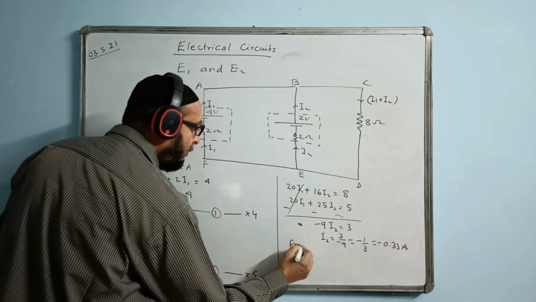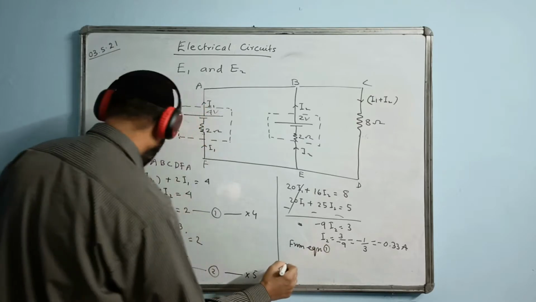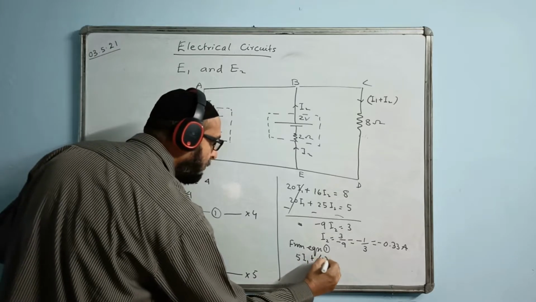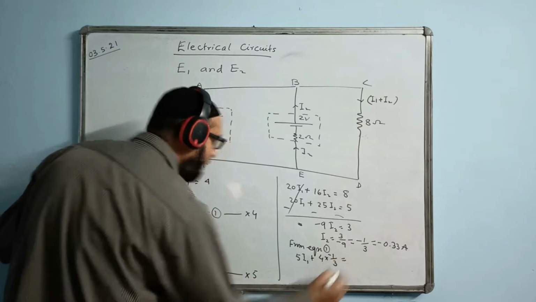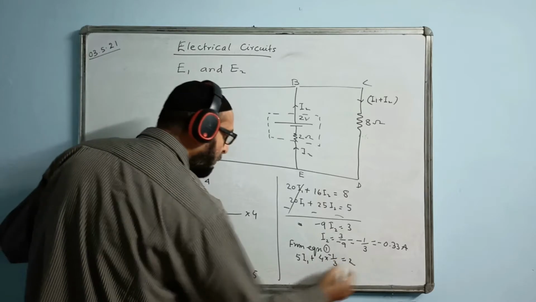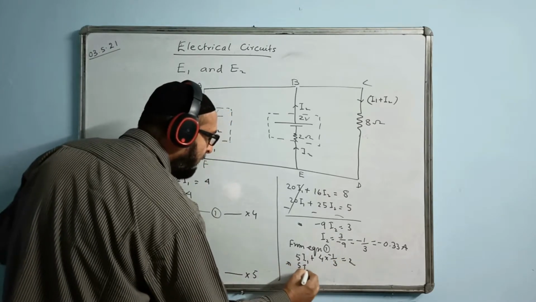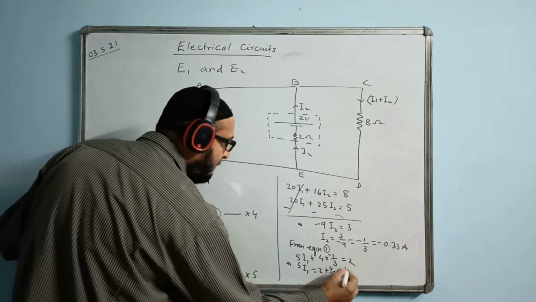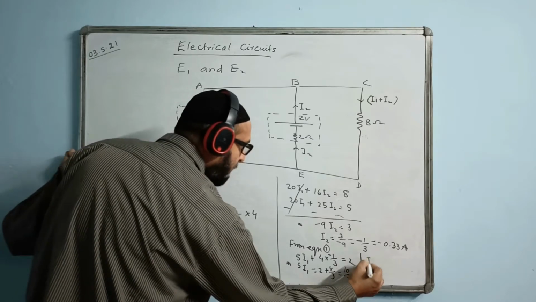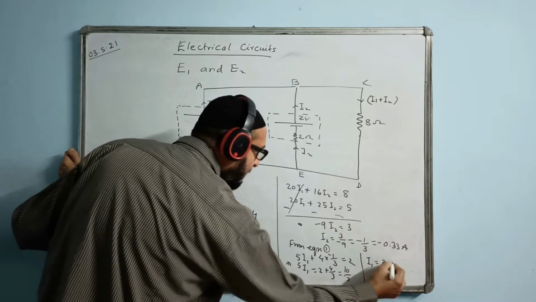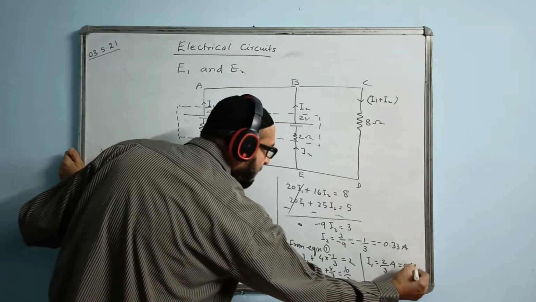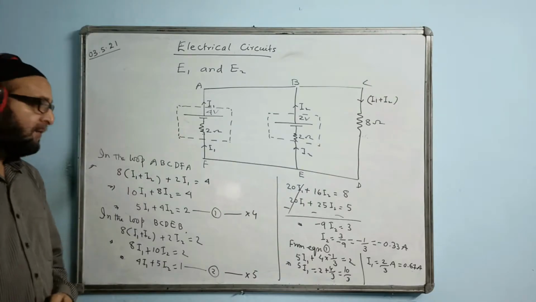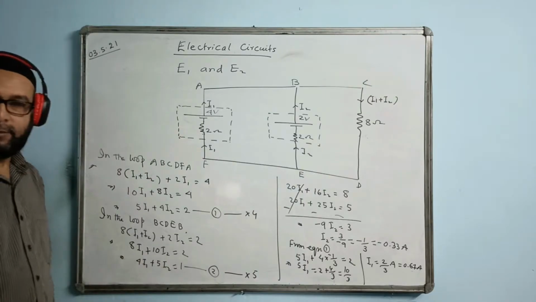From equation 1, 5I1 plus 4I2, where the I2 value is minus 1 by 3, equal to 2. Now I find the answer of this. 5I1 is equal to 2 plus 4 by 3, that is 10 by 3. Therefore, the I1 value, cancelling, becomes 2 by 3 ampere, that is 0.67 ampere with a positive sign. So I1 value is this much and I2 value is this much.